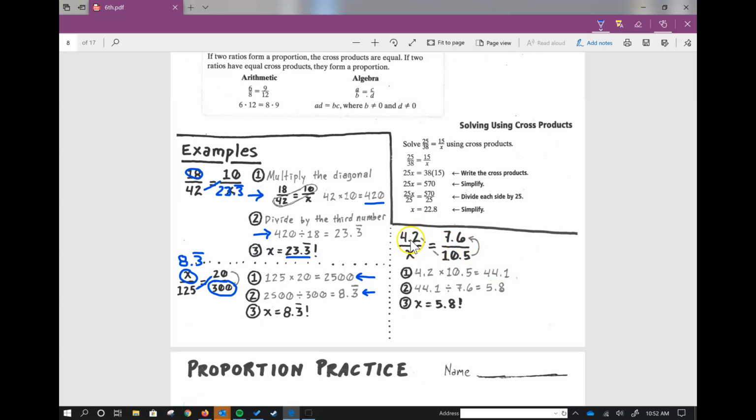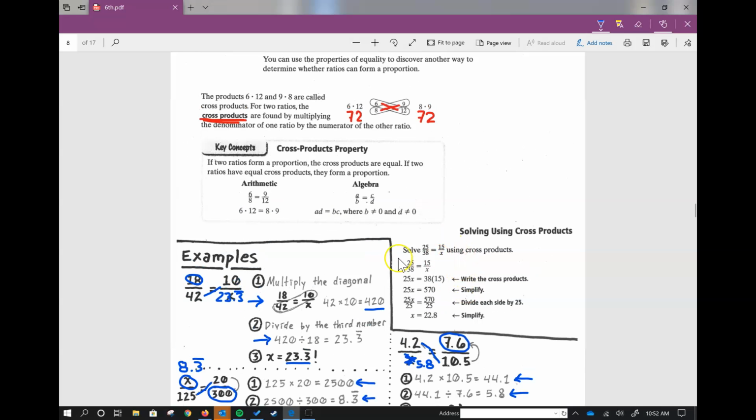Check this out. We've got 4.2 over something equals 7.6 over 10.05. Well, here's our diagonal. 4.2 times 10.5. Already done the work for you. It's 44.1. Then we divide that result by the number we haven't used yet, 7.6. That gives us 5.8. So this number goes away and is replaced by 5.8.